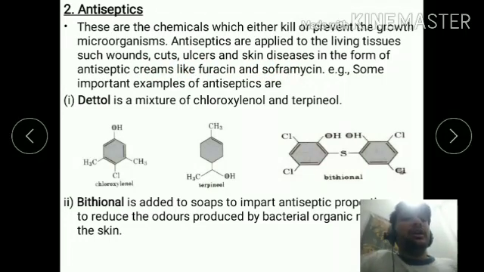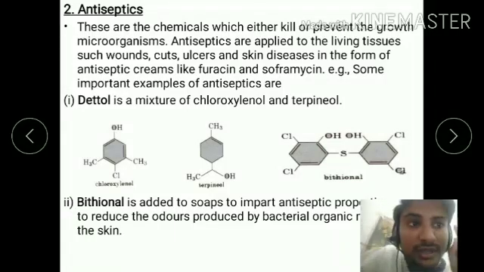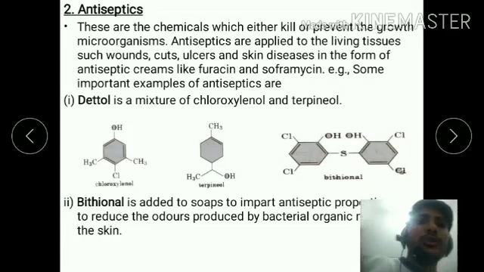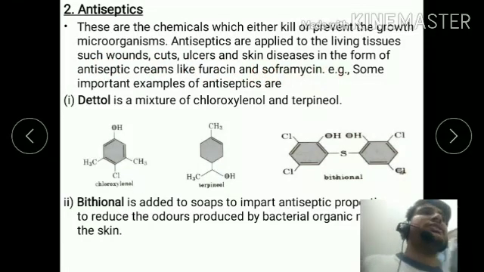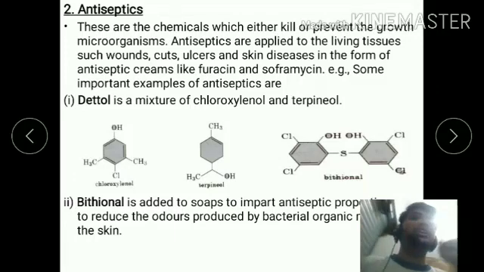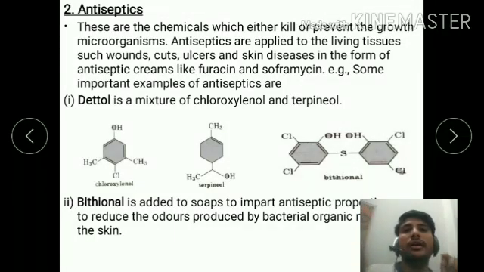Also, these medicines are applied on the wounds. I told you, wounds, cuts, ulcers. On your body part, in the form of antiseptic cream, like Furacin and Soframycin. Furacin, Soframycin, Boroline, Dettol, and Savlon, these are the most important antiseptics.